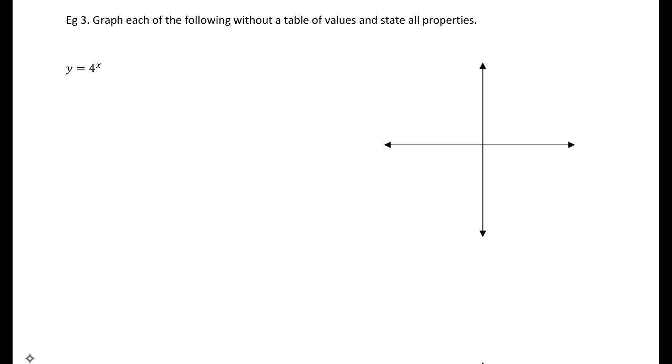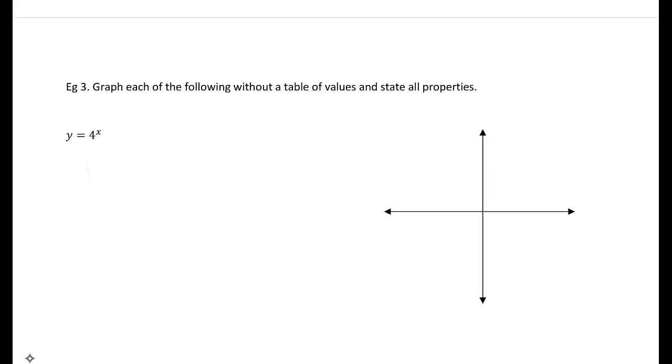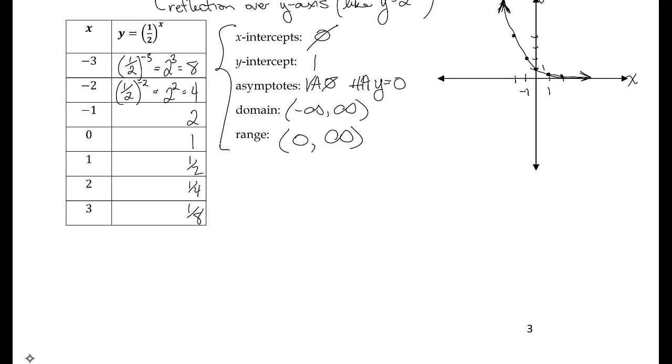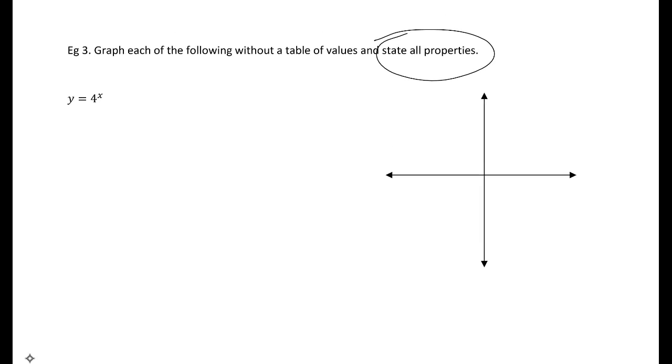So this graph is going to have similar properties. If you want to pause it and make a table of values and do all of that, that's totally fine. When it says state all of the properties, what it's asking you for is these 5 pieces: the x-intercepts, y-intercept, asymptotes, domain, and range. So if you need to write that down before you get going, remember x-intercept, y-intercept, asymptotes, domain, and range. So take a pause, try and graph this one yourself.